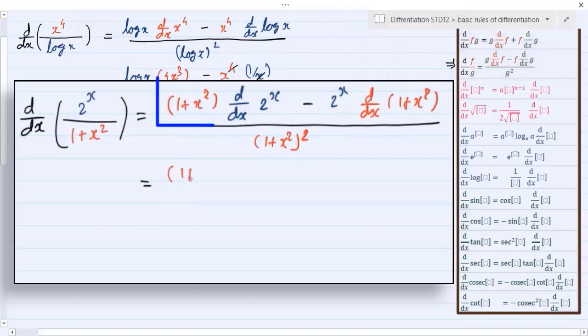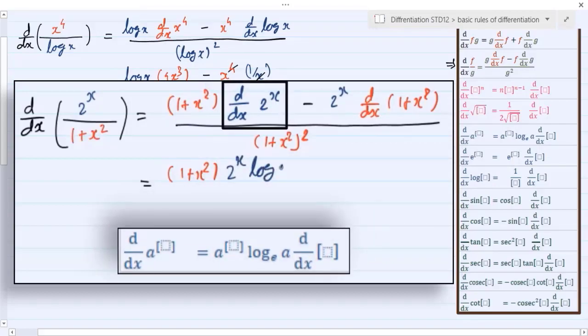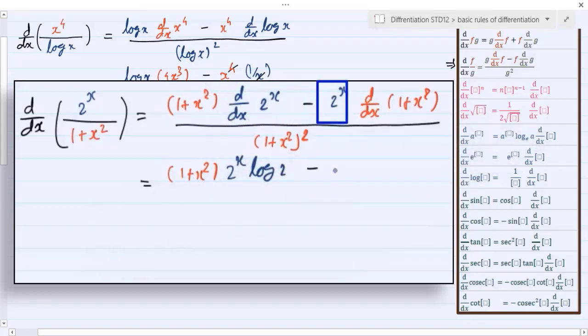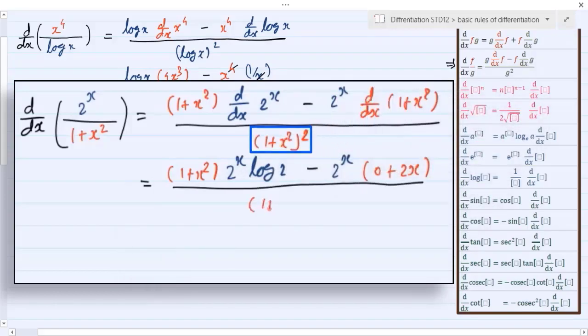Now, in the first term, your 1 plus x^2 is as it is. Differentiation of 2^x is 2^x log 2, minus 2^x will be as it is. Differentiation of 1 plus x^2 is 0 plus 2x, upon 1 plus x^2 the whole square will be as it is.